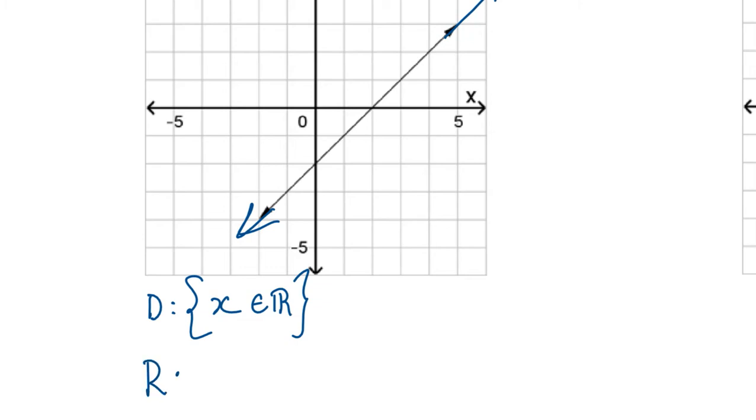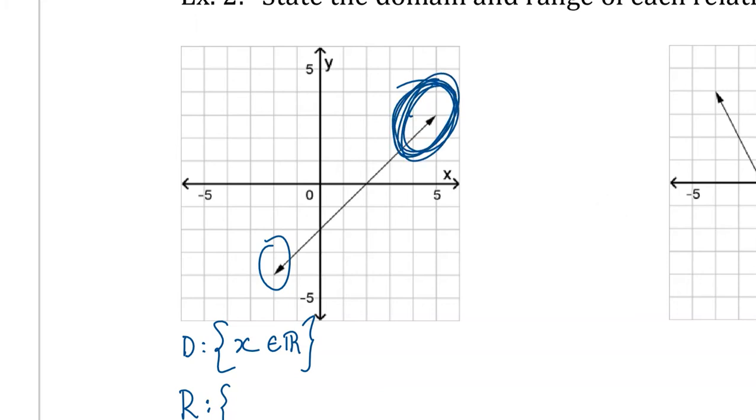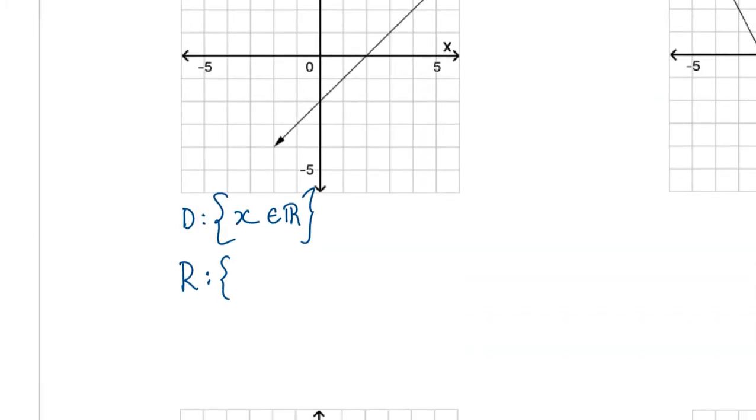What about range? Is there any y value that this will never touch? Yeah, so it's going up all the way. And that's what those arrows mean. It means going on infinitely. It's a good way of putting it. It's going on forever. This one is going up forever and right forever. This one's going down forever and left forever. So in both cases, x can be anything and y can be anything. Pretty easy for that one.